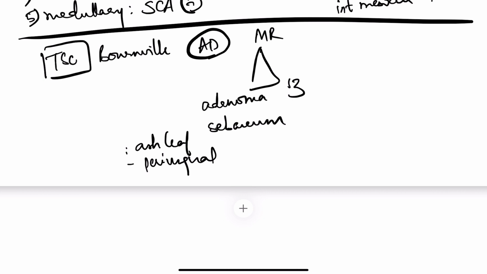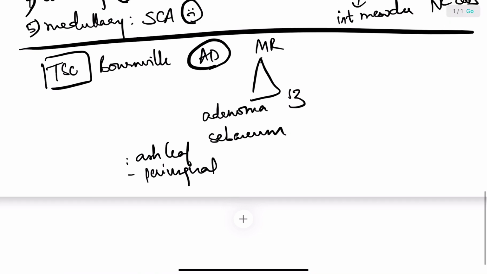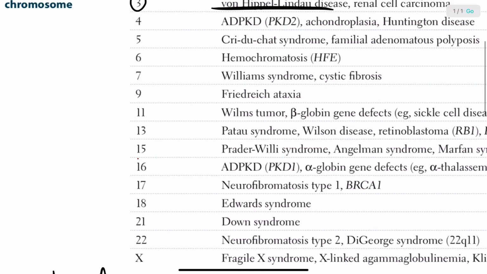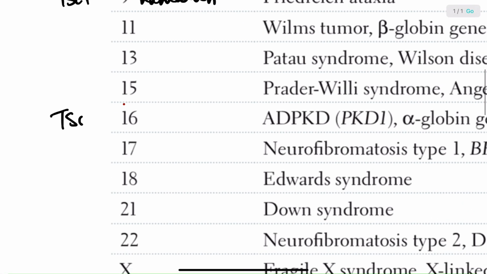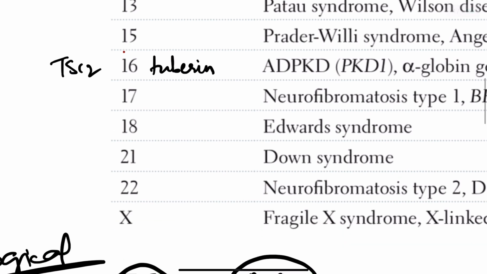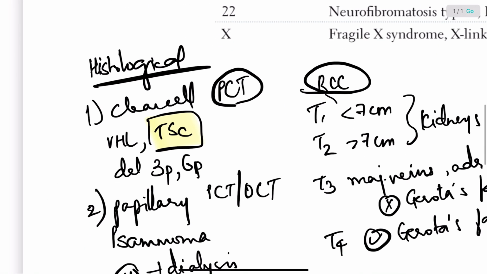What is the cause for it? So there is a hamartin and tuberin gene present on chromosome 9 and 16. So we can write it here itself. 9 is TSC1, which is hamartin, and TSC2 is tuberin, okay, which is on chromosome 16. So these two genes are present.